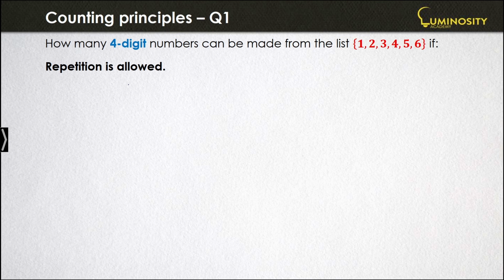How many 4-digit numbers can be made from the list 1, 2, 3, 4, 5, 6 if repetition is allowed? Okay, so we have 4 digits to fill out and we have 6 options for the first digit. And because repetition is allowed, I can use the same 6 digits to choose from again. Same for the third and same for the fourth position.